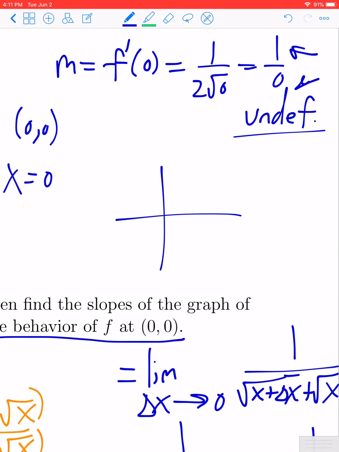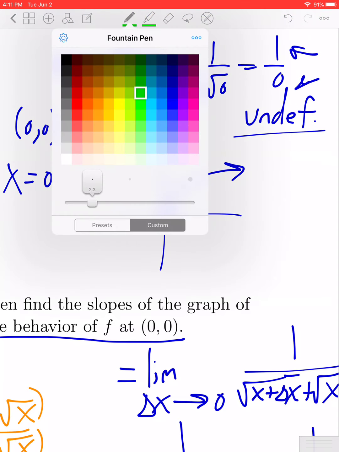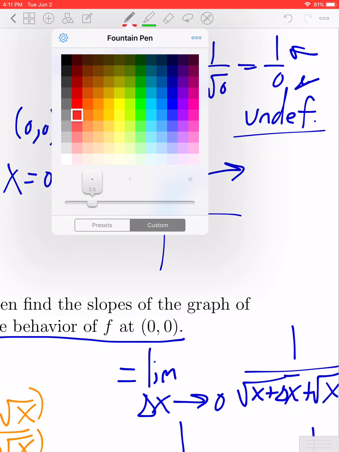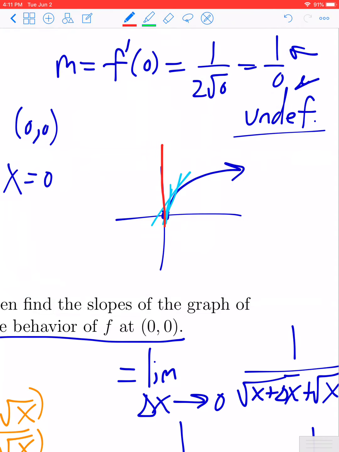And sure enough, if you look at what's going to happen as we approach 0, those tangent lines, let me start to draw them, would be getting steeper and steeper, so much so that at x equals 0, the square root function would actually have a vertical tangent line. So x equals 0 would be the vertical tangent line for the square root function at x equals 0.